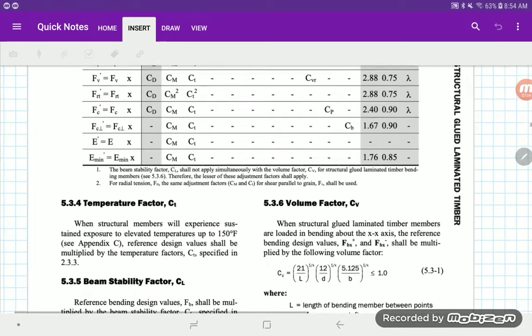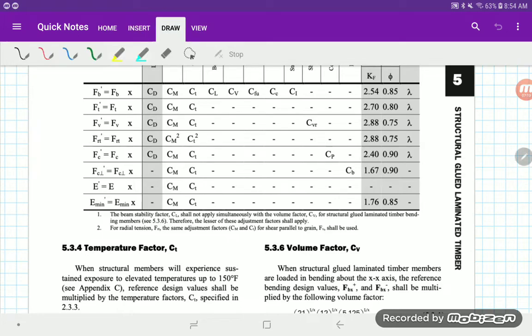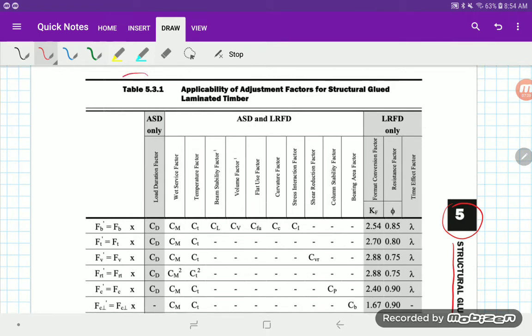In the NDS main book, for structural glulam members, so always when we're looking at structural glulam, we're looking at chapter 5. So that's glulams. And Table 5.3.1 is a really, really good friend. It just says what the adjustment factors are that we should be using. If we're thinking about bending, which is our problem right now, our reference value, that's the Fb, is the first number that goes in here, and then Fb prime is the adjusted value that we'll be using.